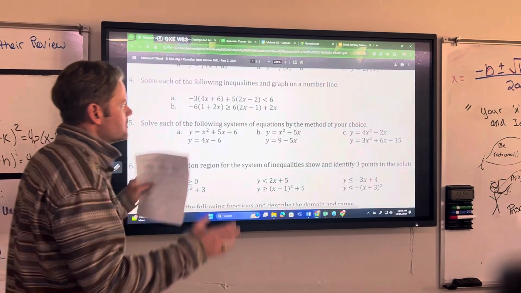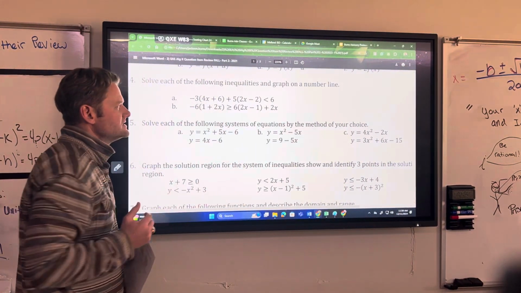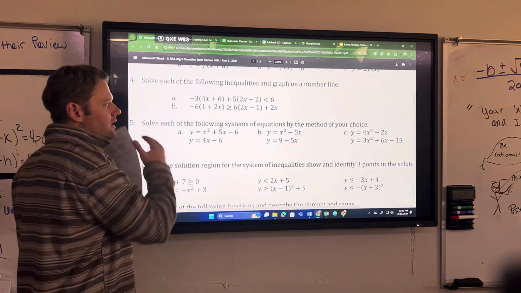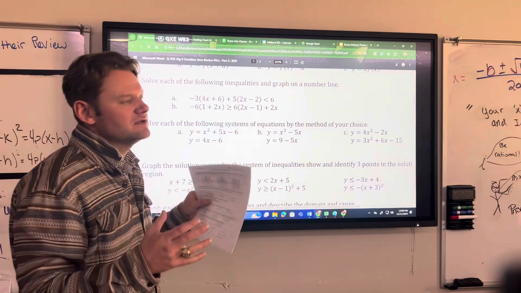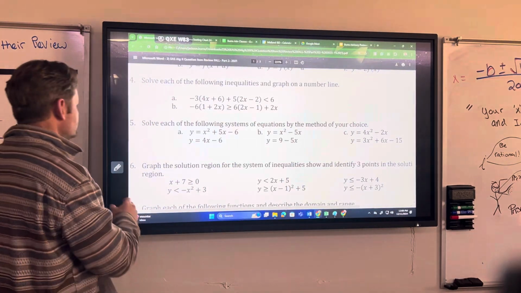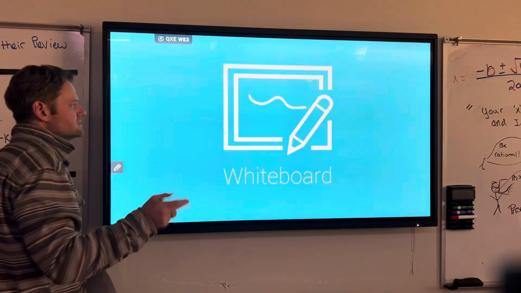All right, guys, so now we're on to number 4. We're solving these inequalities and we're graphing on the number line. Remember, I always need to do my graphs and I need to make sure I know the interval notation and inequality notation. So let's take a look at this on the whiteboard.